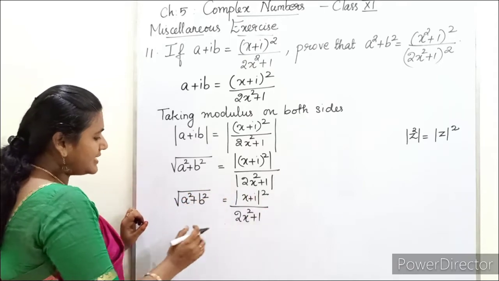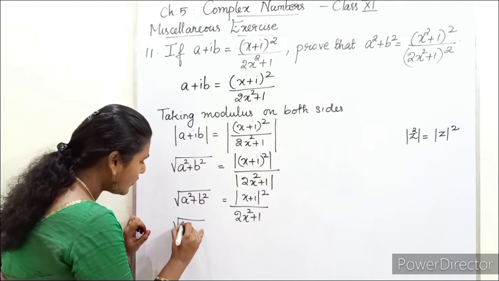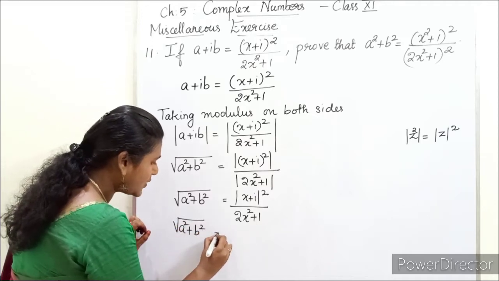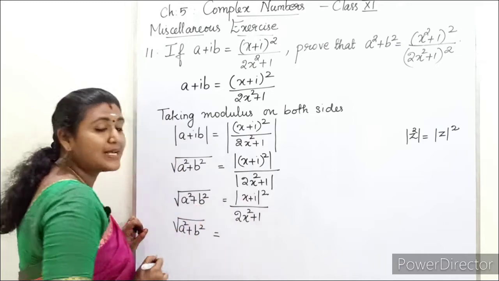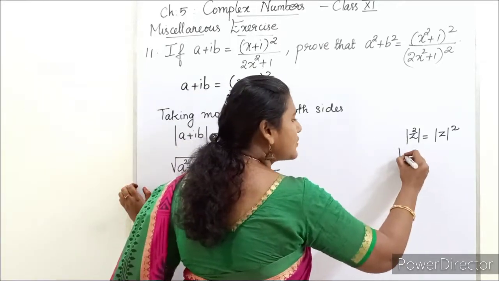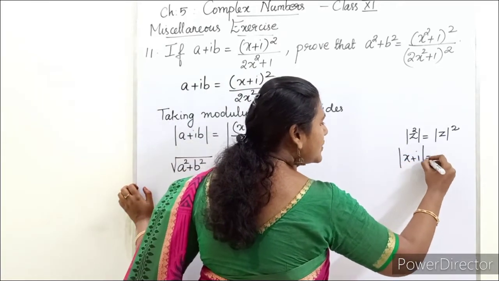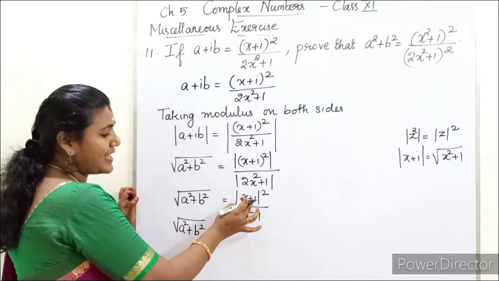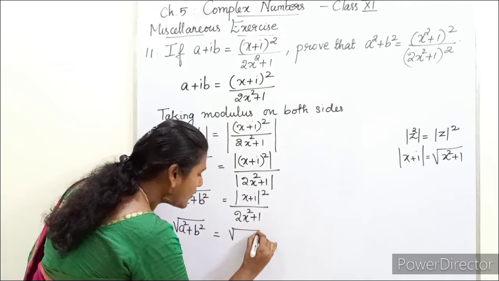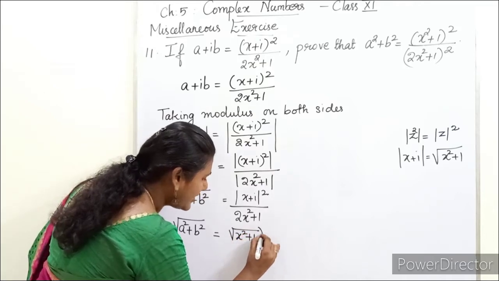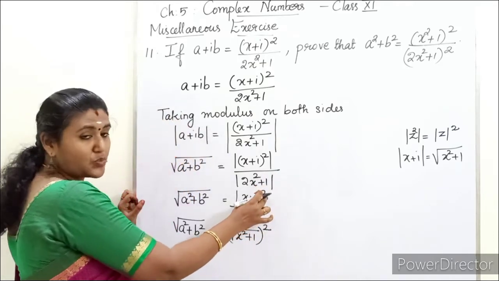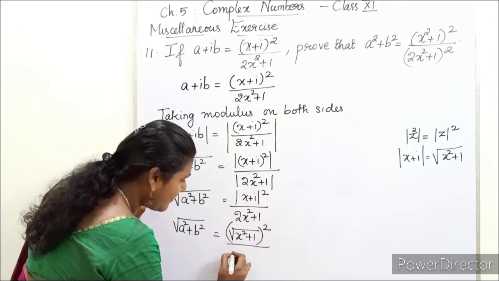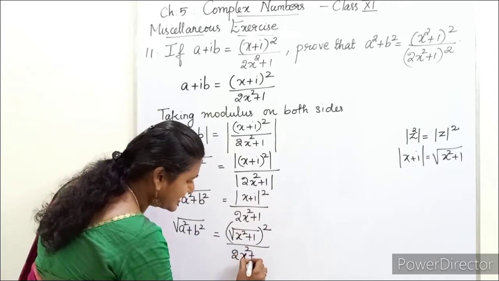Now we will simplify this. So root of a square plus b square is equal to, what is the modulus of x plus i? It is equal to root of x square plus 1. So the modulus of x plus i is root of x square plus 1, the whole square, since you have a square here, divided by 2x square plus 1.